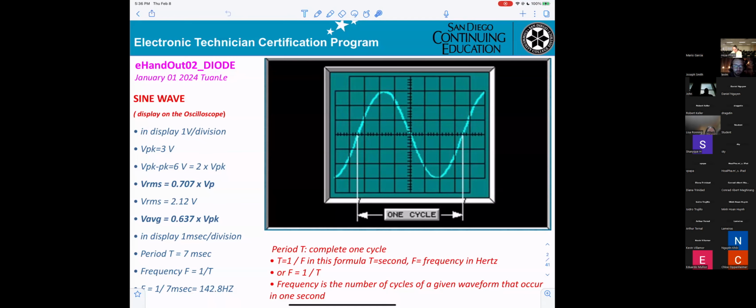Okay. So when you see a signal like that displayed on the oscilloscope, you're able to tell me how many volt peak or how many volt peak to peak. And from the left to the right is for the period, if you want to measure it. You can see how many divisions: 1, 2, 3, 4, 5, 6, 7, 8, 9, 10. 10 divisions.